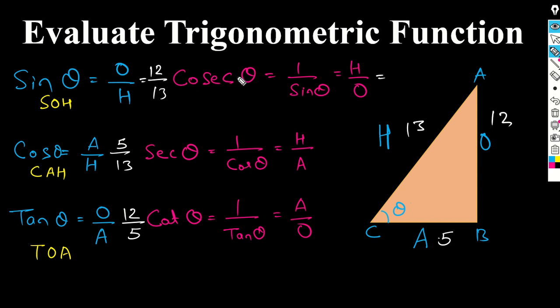Now cosec theta is the opposite of sine: sine is 12 over 13, so cosec is 13 over 12. Cos is 5 over 13, so sec is 13 over 5. Tan is 12 over 5, so cot will give you 5 over 12. That's how you will find all the trigonometric functions, okay?